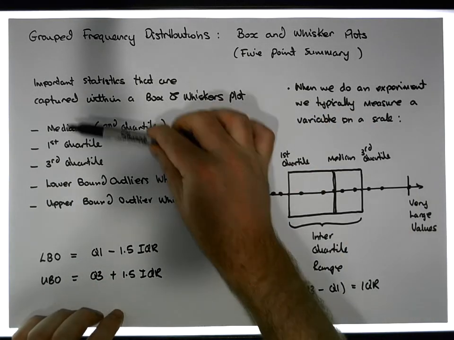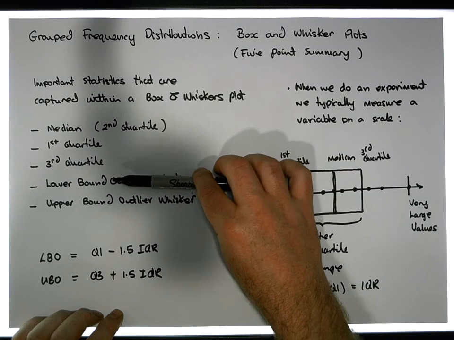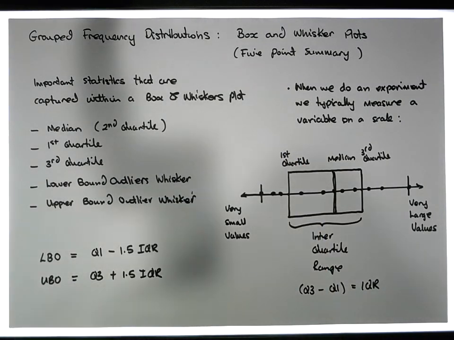Okay guys, so really what I'm saying here is that to construct a box and whiskers plot by hand, we need 5 measurements. We need the median, the first quartile, the third quartile, the position of the lower bound outliers, and the position of the upper bound outliers. Okay, that's really it.